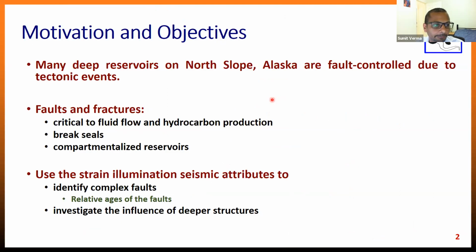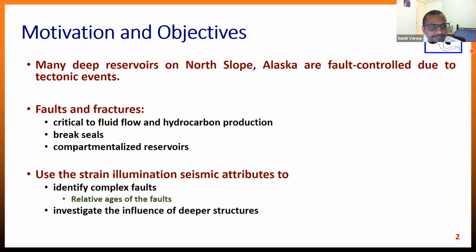Actually, in this region, North Slope, Alaska, there are many deep reservoirs which are fault controlled. A different series of tectonic events has taken place and caused it. When faults and fractures are present, they can be either a hindrance or a help for hydrocarbon production. For example, they can be migration pathways, and the hydrocarbon can flow from the source rock to the reservoir rock, which is a benefit for us. But if the fault is breaking the seal and the hydrocarbons are moving away, it can be a hindrance as well.